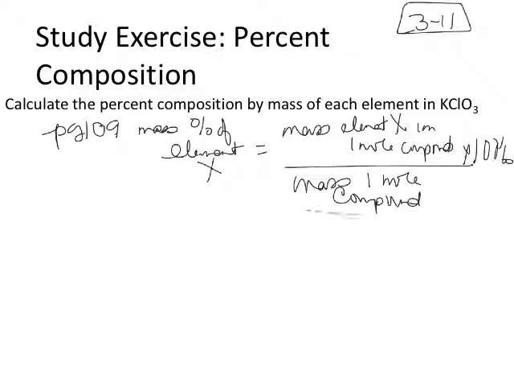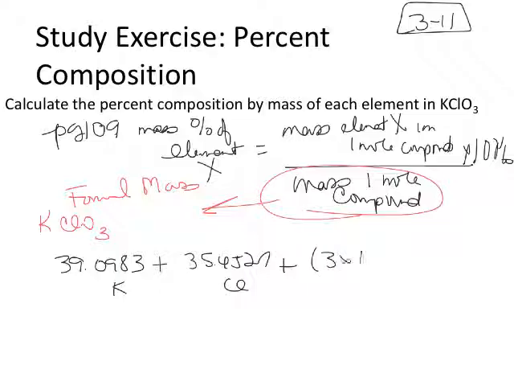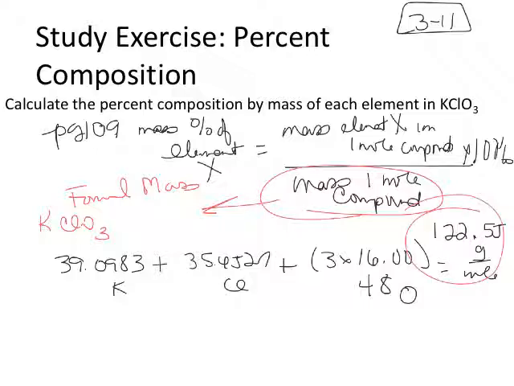So for the bottom, the bigger number, we're going to have to do the formula weight, or the formula mass, of potassium perchlorate. We have 1 potassium, which is 39.0983, plus 1 chlorine, 35.4527, plus 3 oxygens, which is 3 times 16.00, which is 48 for oxygen. You add these up and you should get a molar mass of 122.55 grams per mole. So that's going to be your bottom number, right there.